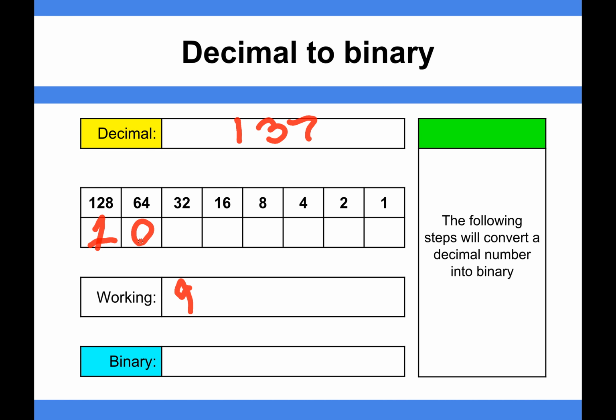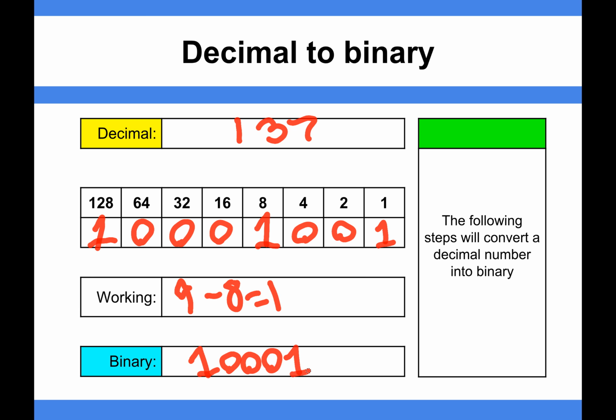So is there a 64 in 9? No. There is an 8 in 9, so I'll put a 1 in here. And I'm left with 1, because 9 minus 8 equals 1. So then I'm left with 1. Is there a 4 in 1? No. 2 in 1? No. A 1 in 1? Yes. Okay, so 137 in binary is 1, 0, 0, 0, 1, 0, 0, 1.